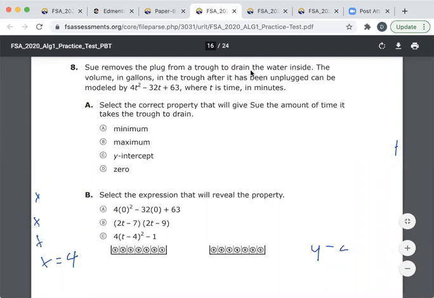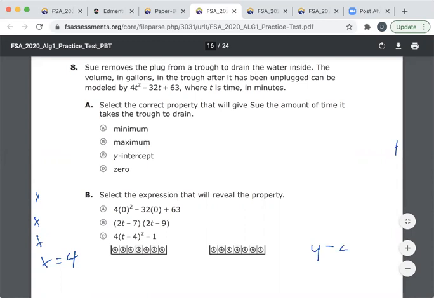So we want to know if it's drained, there's no more water left, right? So what would that have to be equal to? If there's no more water left, if we set it equal to 0, then we will know how much time it took to drain. So the answer for this first part is 0. If you set it equal to 0, then you can factor it and figure out the time, which is t.